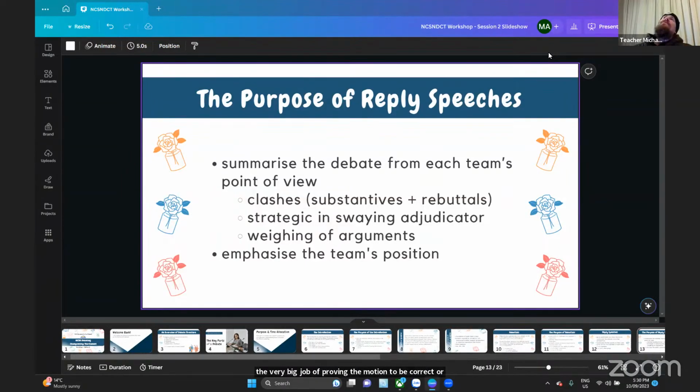Because they have this important job, there's one view that they have to prove correct, where the opposition can take any number of different viewpoints to try and prove that one point wrong. So they get to speak last because they have the harder job. And so they get the chance to leave that one last impression on the judges after everything else. That's the reason why, because the proposition need that chance to speak last to make that lasting impression on the judges.